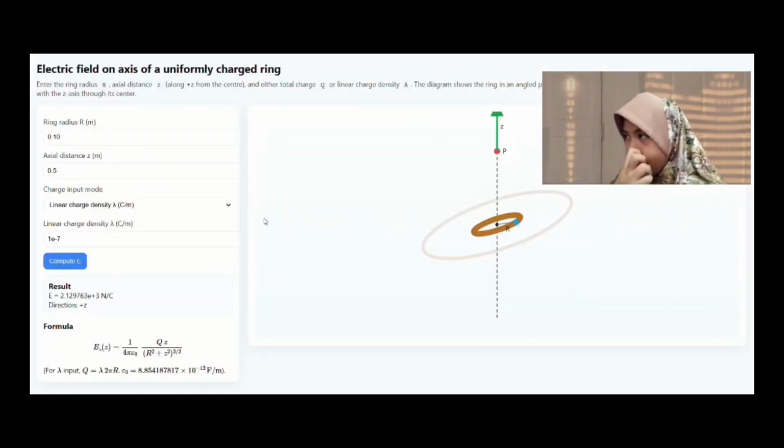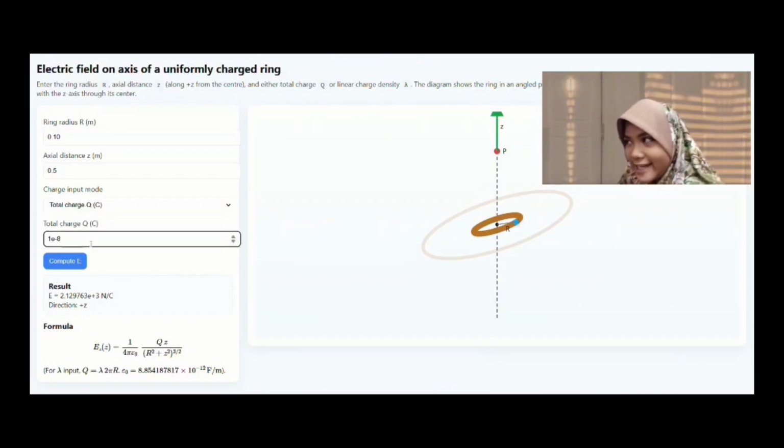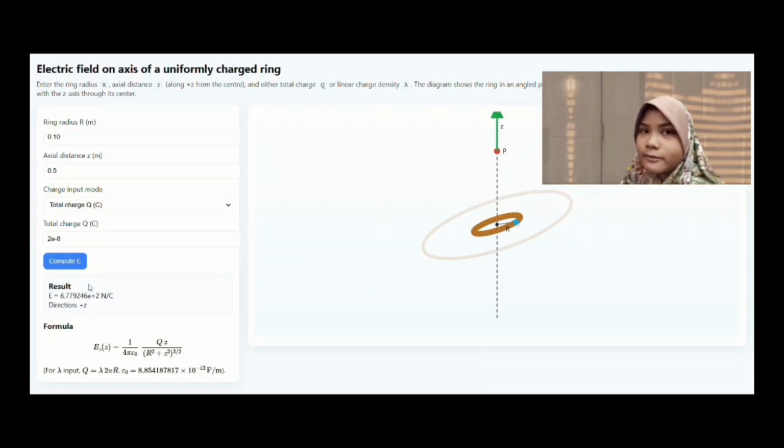If we input the value of lambda to be 1 times 10 to the power of negative 7, z equals 0.5 meter and r equals 0.1 meter, the value that we get is 2.1298 times 10 to the power of 3. If we use total charge instead, where the total charge equals 2 times 10 to the power of negative 8, then the value that we get is 6.7792 times 10 to the power of 2. And we find that it is equal to the one we calculated manually.